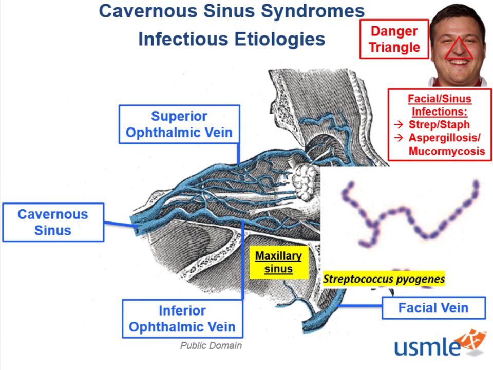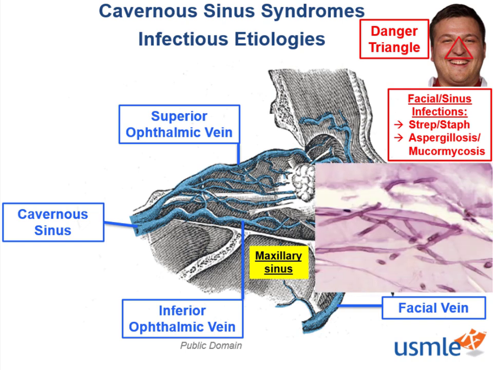Realize that staph and strep are found on the skin, so skin infections can lead to abscesses or deeper infections even within the brain itself due to the connections of the facial vein to the cavernous sinus. Which organism is this one?